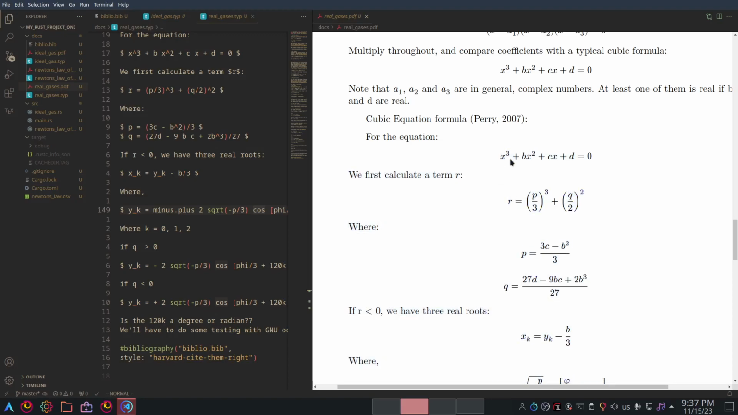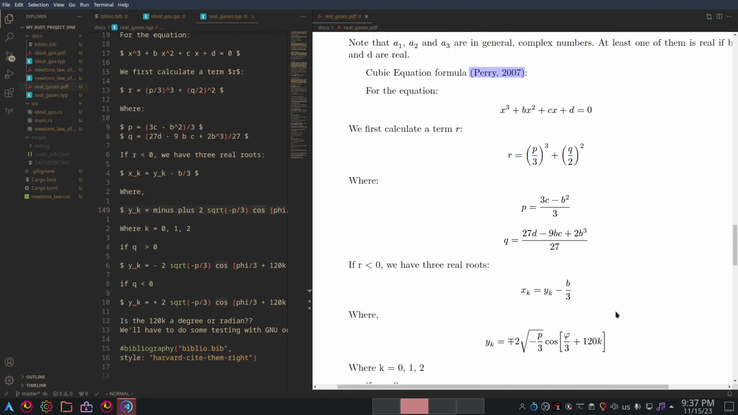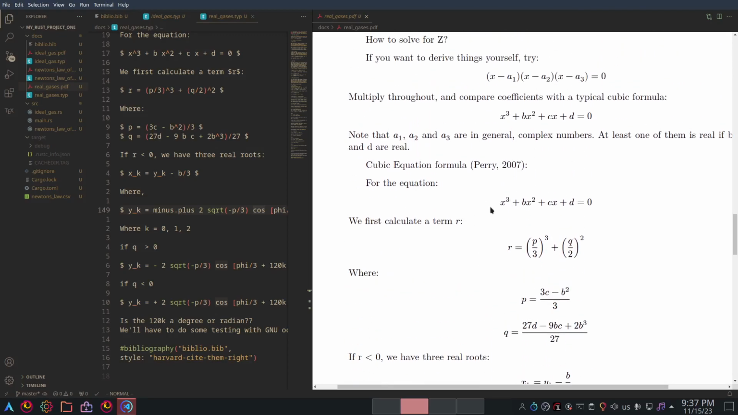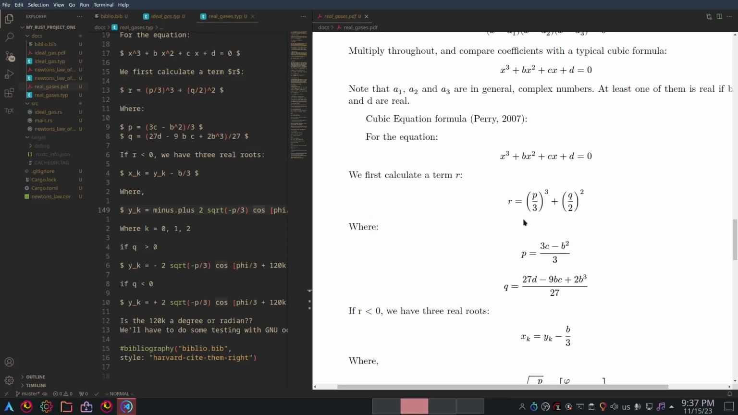The equation we are looking at here is a standard form of a cubic equation. I took this from Perry's Chemical Engineering Handbook. These formulas here are from Perry's Chemical Engineering Handbook. So you have x cubed plus b x squared plus c x plus d. This is a standard cubic equation formula. So how do we start calculating the roots? First, we calculate some kind of discriminant term. This discriminant term is r.